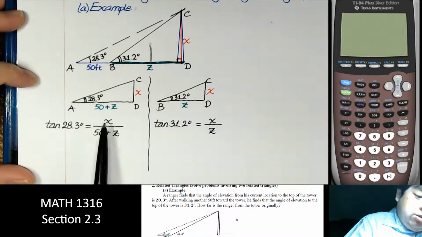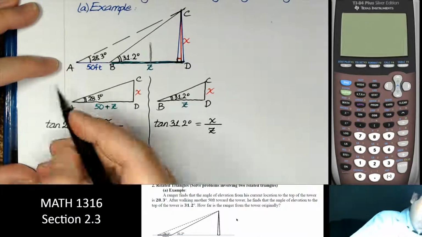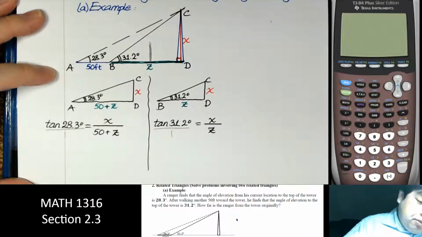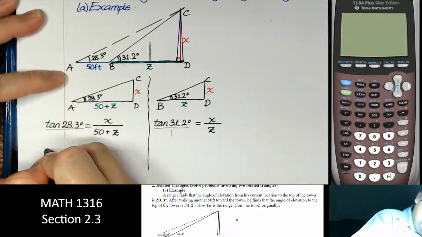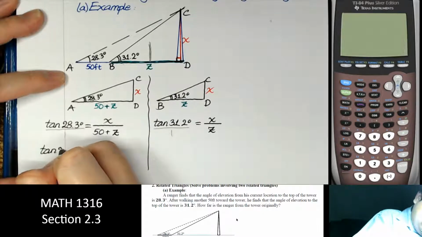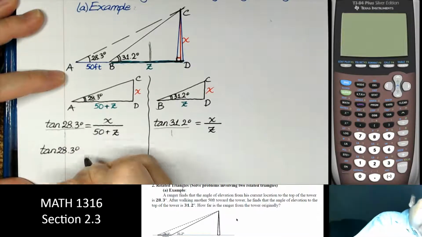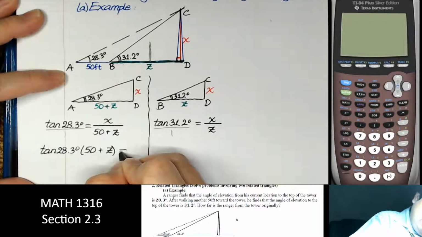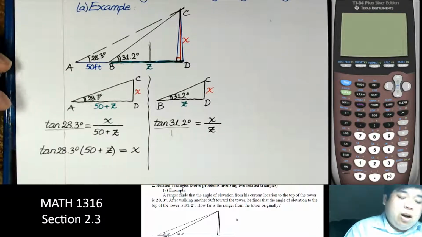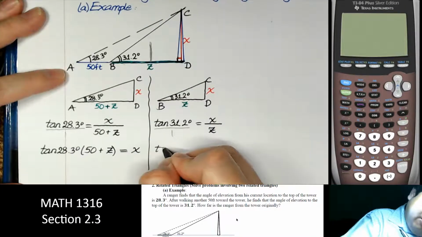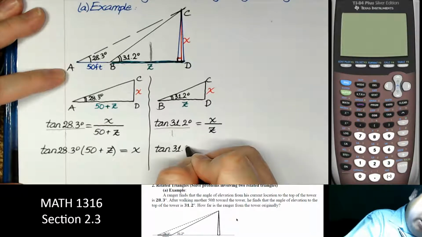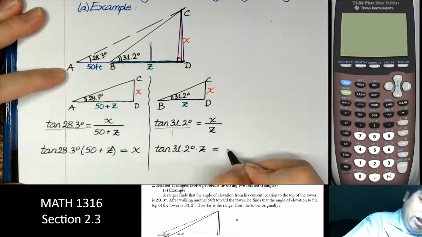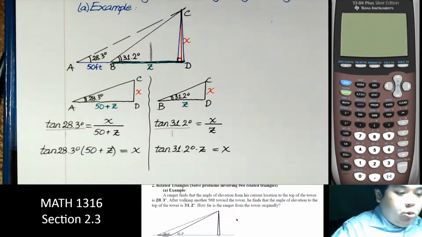So what we're trying to do here is, like we normally do, why don't we cross multiply? So tangent of 28.3 degrees times 50 plus z equal to x. Cross multiply, and here we have tangent of 31.2 degrees times z equal to x. Cross multiply, that's the normal thing to do.